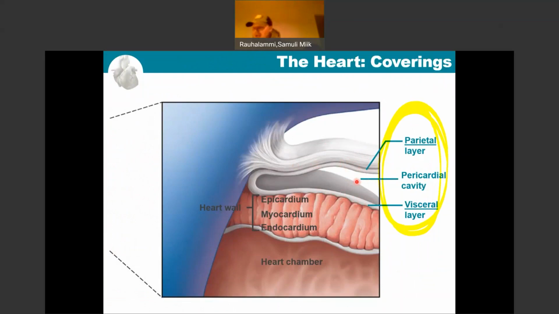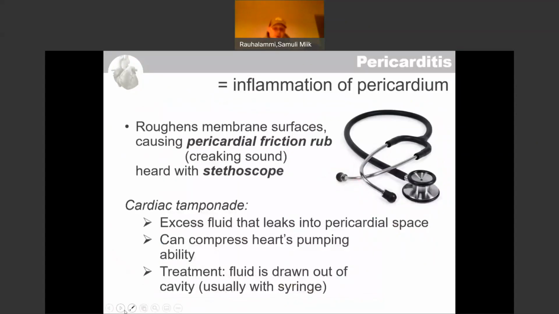Within this cavity, we do end up finding a little bit of fluid, and that fluid serves the purpose that it allows these layers to slide past each other smoothly without friction. So that's our pericardial sac. And one thing that you can sometimes end up noticing or hearing is if there is an inflammation within the pericardium, you might actually hear that simply by listening with a stethoscope.